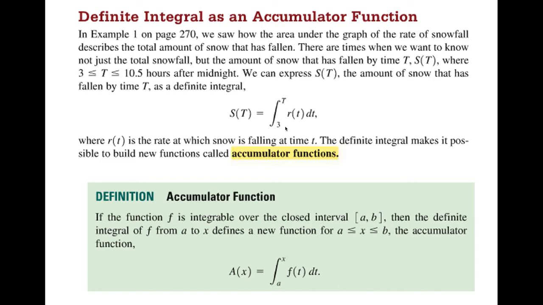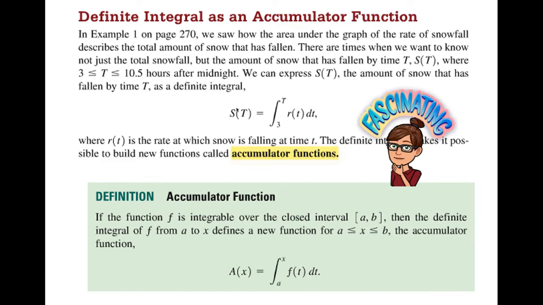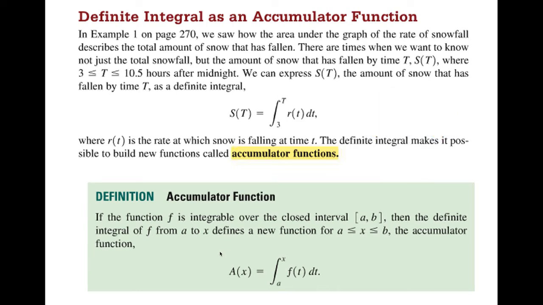So for example, this is the snow fallen example. You might start at 3 and you don't know what the hour is. If you said, oh, I want it to be 4 hours after midnight, you could put a 4 here. Or you're like, oh no, I think I need it at 7, and then it would add up from 3 to 7. So this is a very powerful tool that allows you to add up to an unknown end if you know when you're beginning. So this is the definition of an accumulator function.